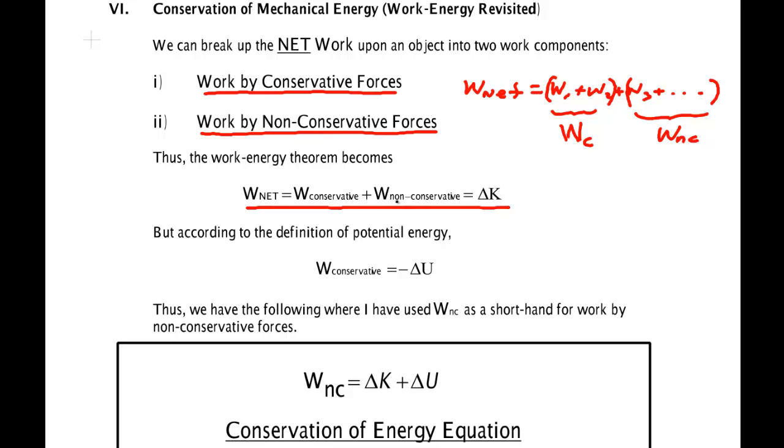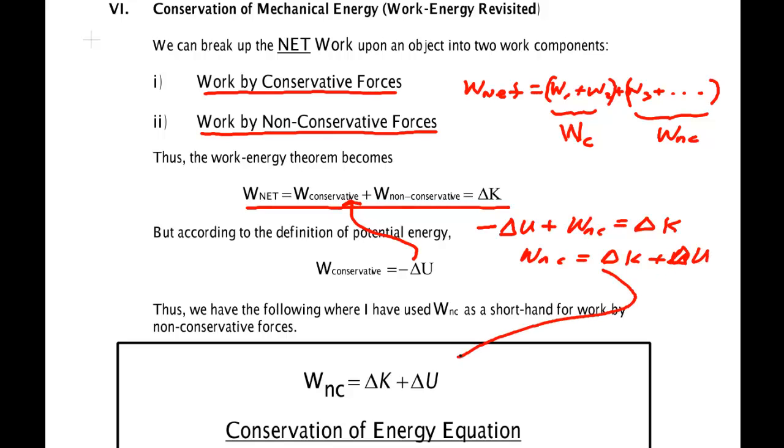But we know that the work by conservative forces, by definition, is the negative of the change in potential energy. So we can plug that right in here. So we have minus delta U plus WNC is delta K. Now instead of leaving the delta U over here with the works, we're going to move it over to the other side where the energies are. So then W sub NC is delta K plus delta U. And we'll put it right here.